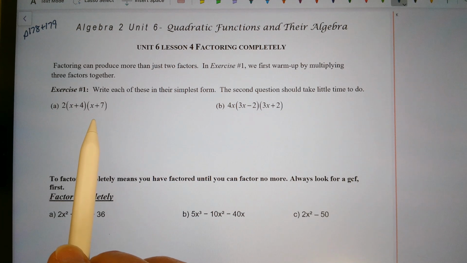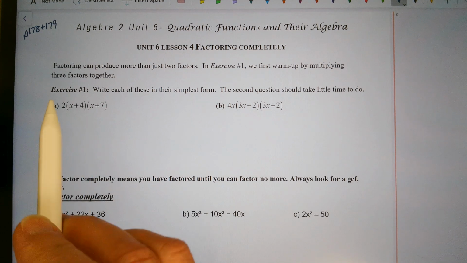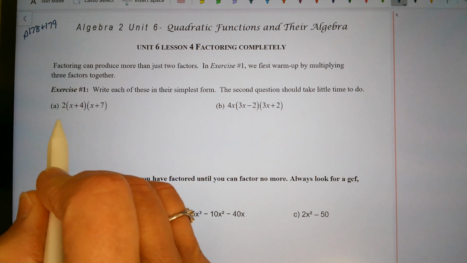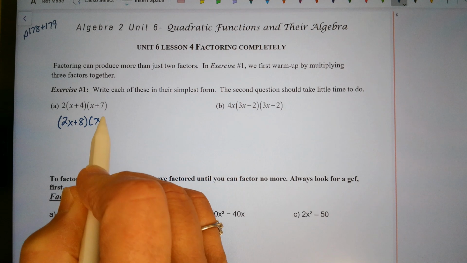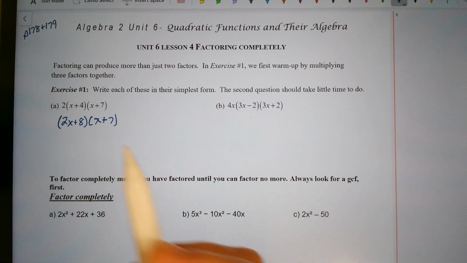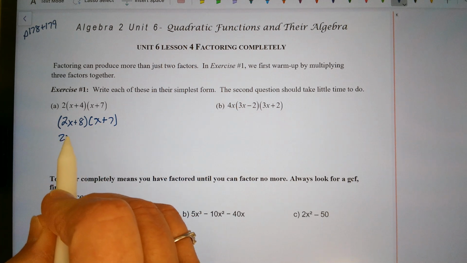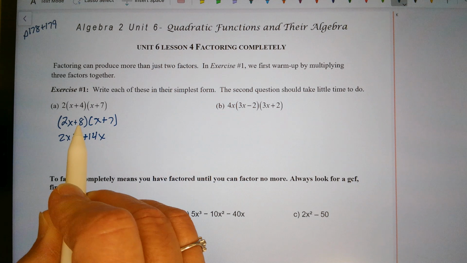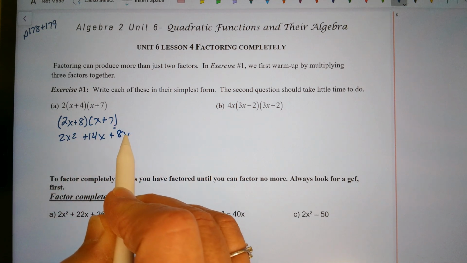Multiplication is associative, so we can multiply the two binomials first if we like, get a result, and then multiply the result by 2. Or I can multiply 2 times the binomial x plus 4 and get 2x plus 8. And then multiply x plus 7. So the double distribution here, 2x times x is going to be 2x squared. 2x times 7 is a positive 14x. 8 times x is 8x, and 8 times 7 is 56.